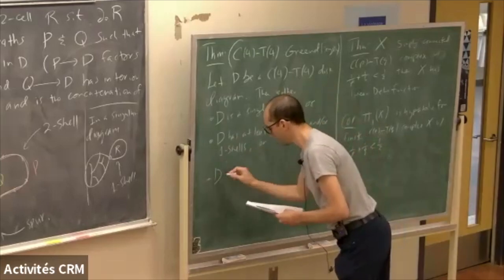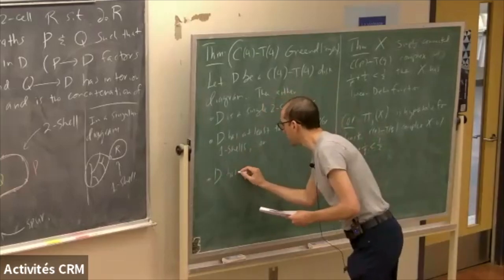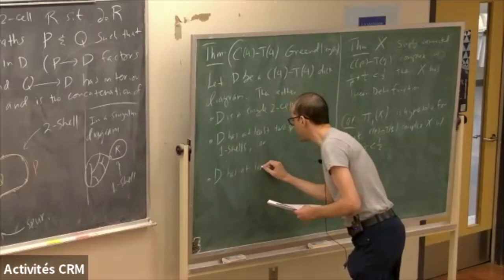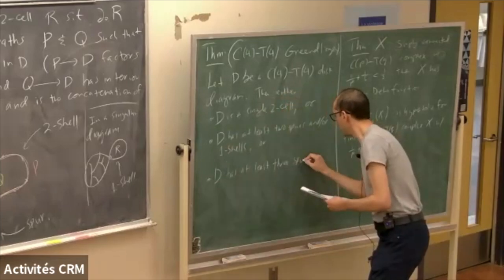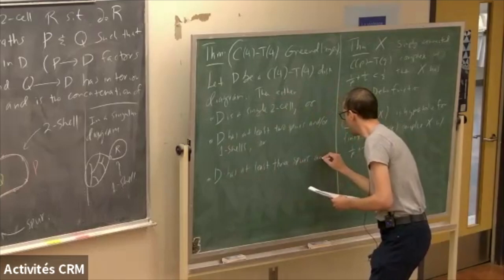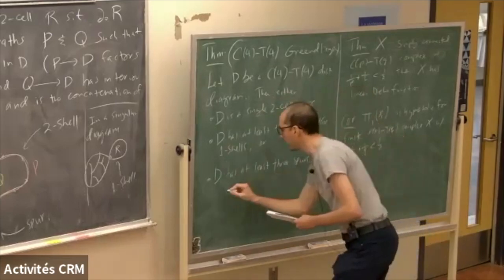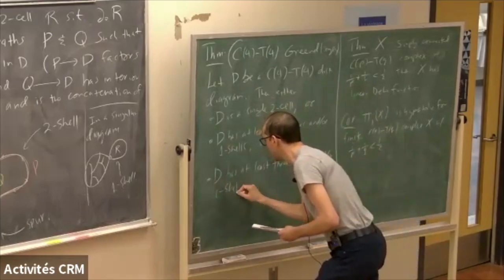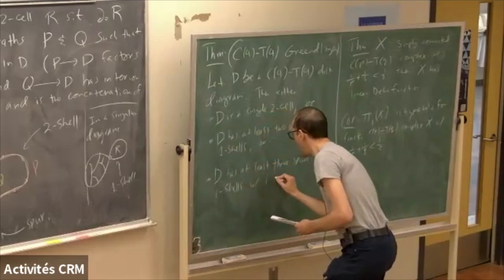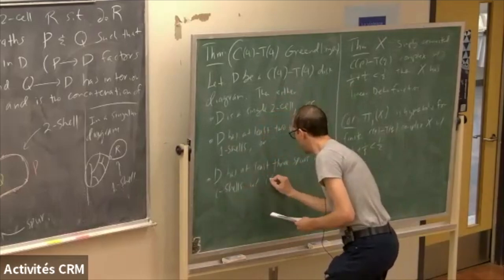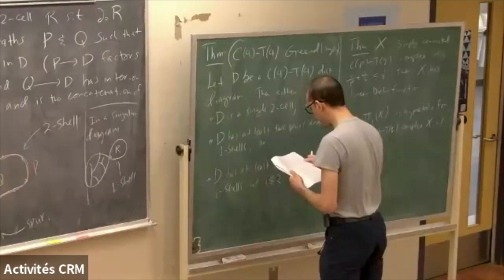or D has at least three spurs and/or i-shells with i at most 2.